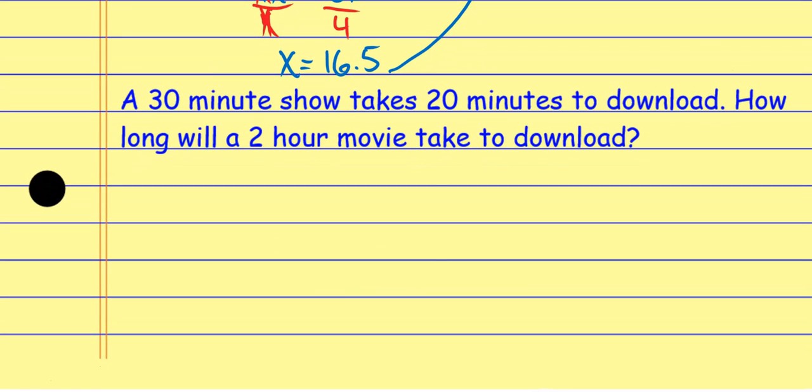If I look at something like this guy, it says a 30-minute show takes 20 minutes to download. How long will a 2-hour movie take to download? And so regardless of how we're looking at this in terms of speeds varying and stuff like that, I get that, but let's assume that it's a constant speed for download. But the thing that you should notice right away is one of them was in terms of 30 minutes, and the other one was in terms of 2 hours, all right? And so as we set these fractions up and try to make them the same, we also have to make sure the units are the same.